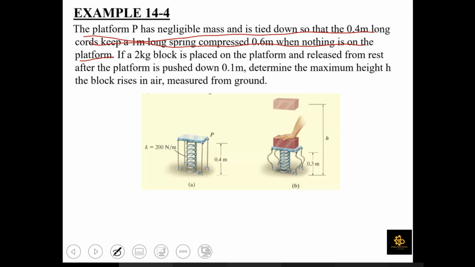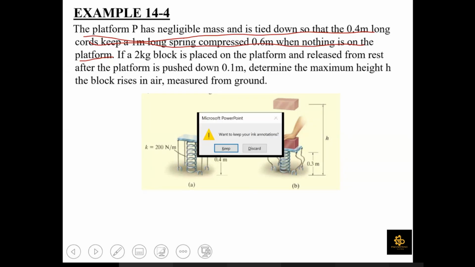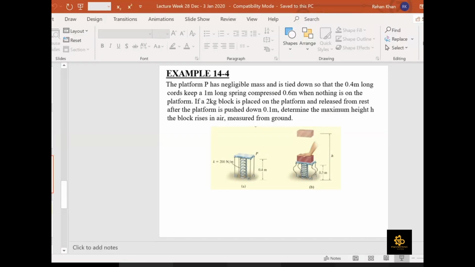So let me read it once again. You have a platform which has negligible mass and it is tied down so that the 0.4 meters long cords keep a 1 meter long spring compressed 0.6 meter when nothing is on the platform. Let me clear the screen और मैं आपको इसको आसान अल्फाज में समझाने की कोशिश करता हूं.